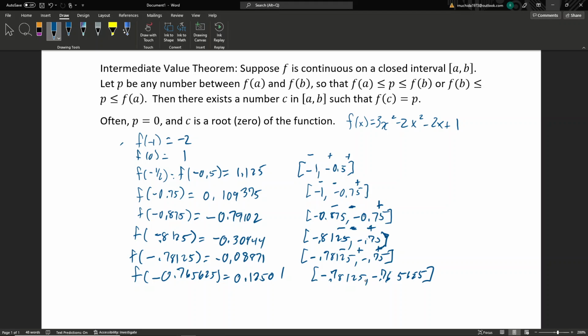And again, we could keep going on, until maybe the first few decimal places stay the same, and so on. So this is the bisection method. This is a way to better approximate where the zero is actually at. The intermediate value theorem, once again, states the existence of such a zero. The bisection method helps you approximate where the zero is actually at.